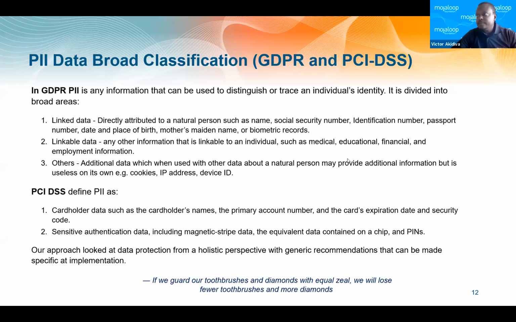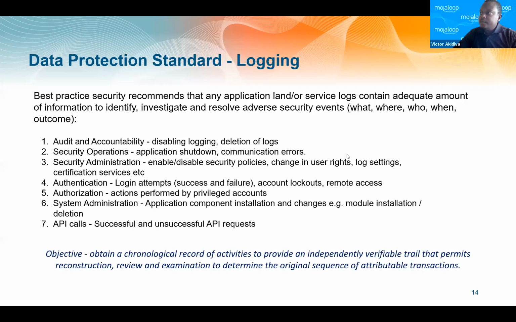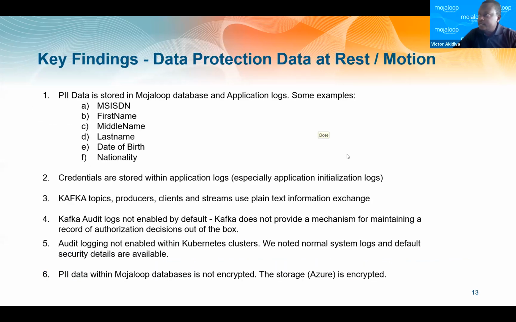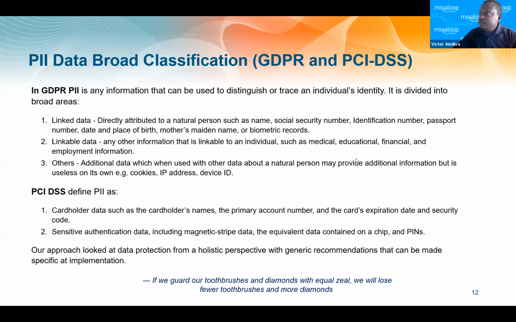So in order for us to do that, we needed to have a clear definition of data in terms of what is PII data. I'll quickly highlight that we identified, for example, from GDPR, that PII data is classified into three broad areas. We have what is known as linked data. From a Mojaloop perspective, linked data would be the MSISDN, the customer, the sender party names, and any other details that are used in a transaction, such as first name, last name, nationality, sex, gender, and the likes.